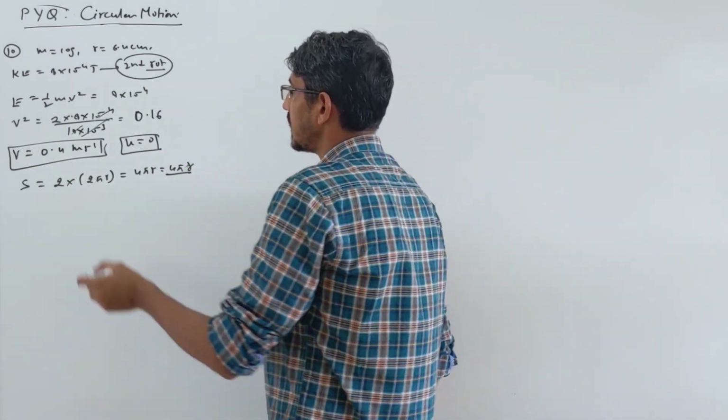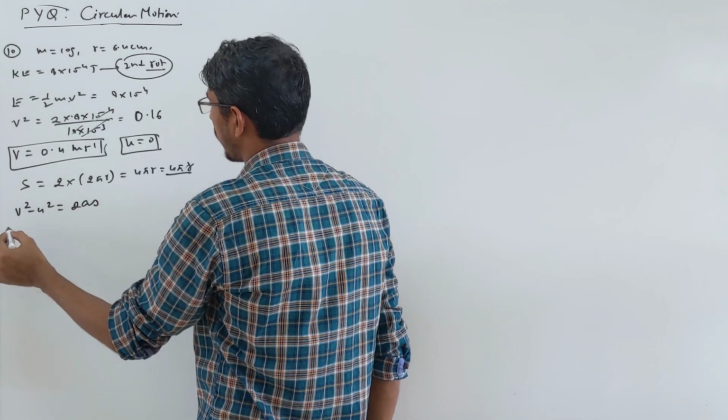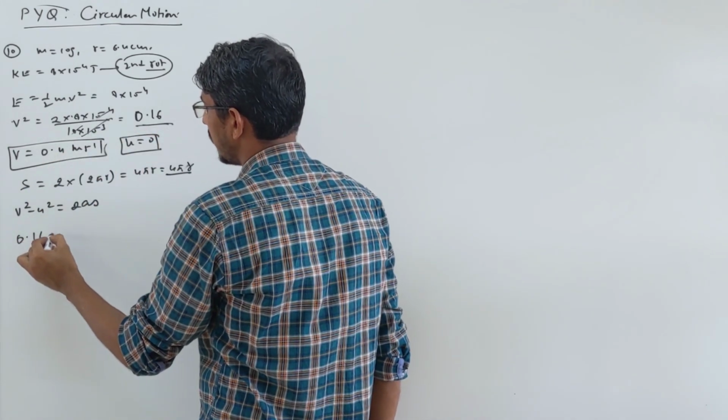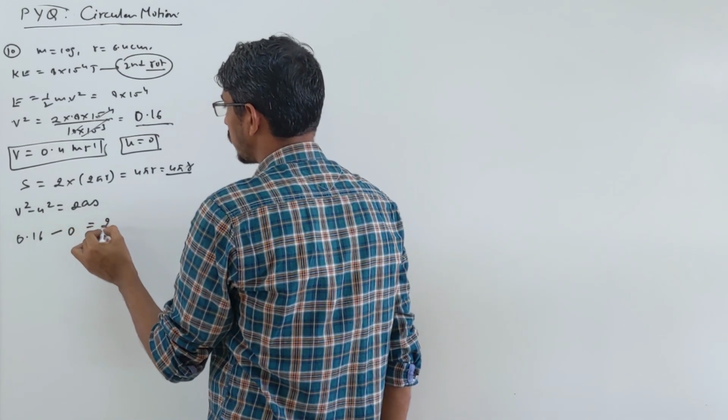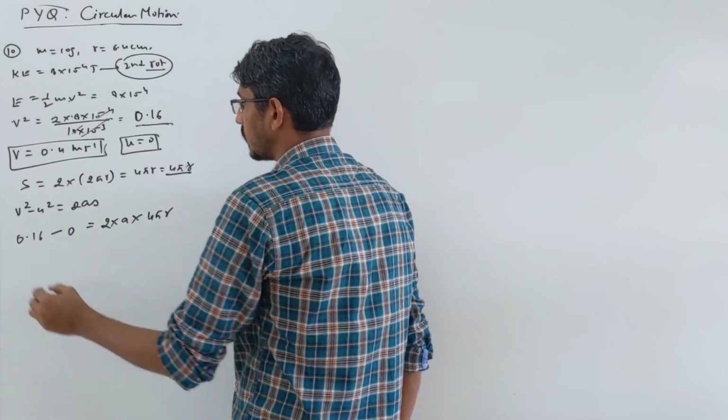Let's write the equation of motion here. v square minus u square is 2as. v square we already know, it is 0.16. So 0.16 is equal to 2 times acceleration times the distance, which is 4 pi r. So a will be what?